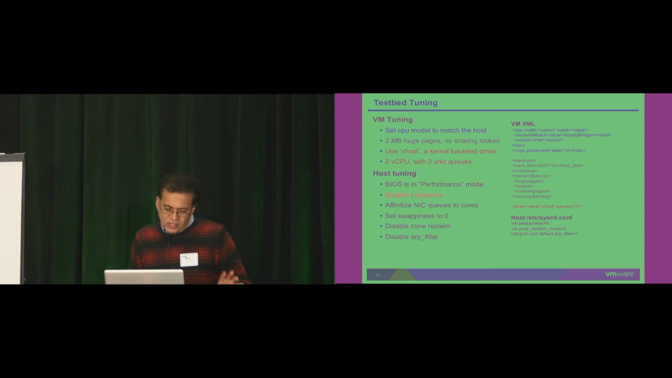I won't go through all of these, but for example, we disable IRQ balance. We found the results to be much more consistent if you disable IRQ balance and affinitize NIC queues to cores. Okay.